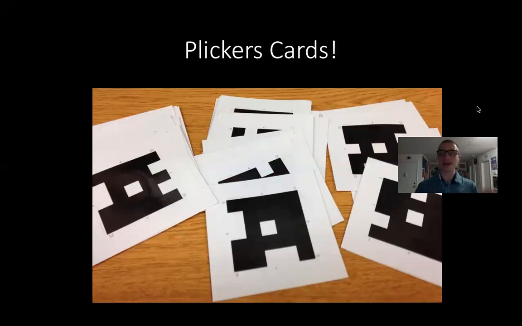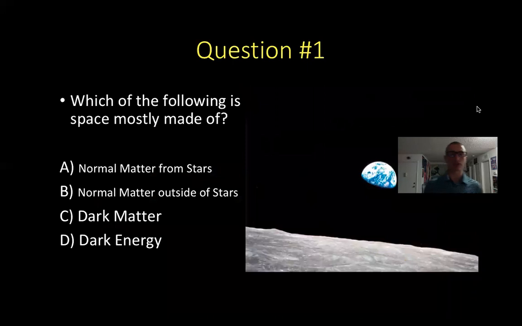But let's go ahead and do our first practice question, guys. Which of the following is space mostly made of? So you look up into the sky at night. You see the stars. You see the darkness, right? What is most of that consisted of? What is it mostly composed of?